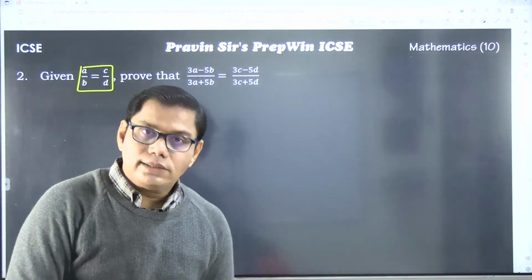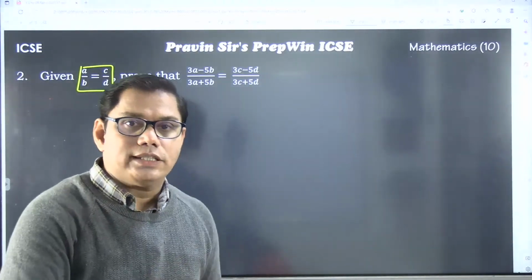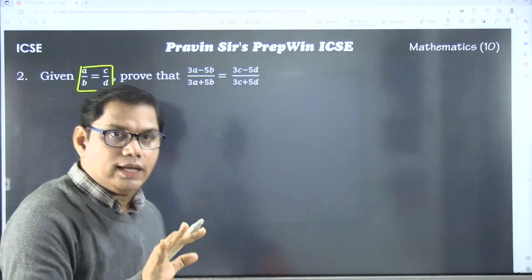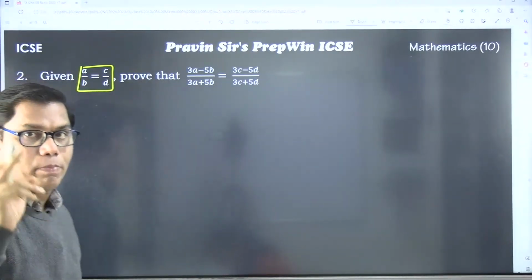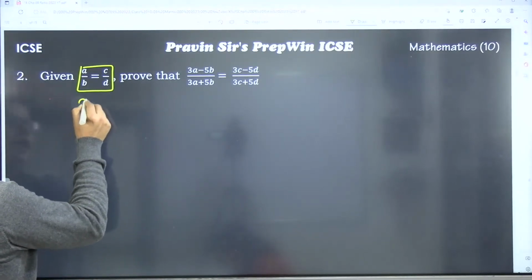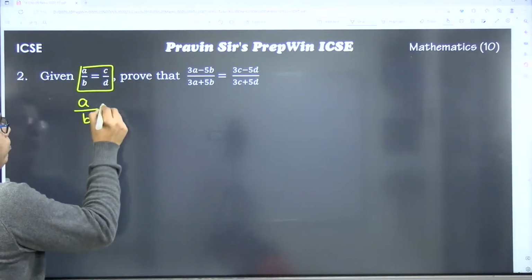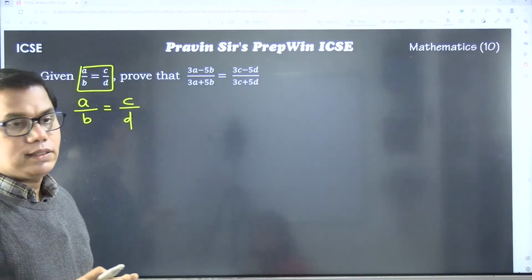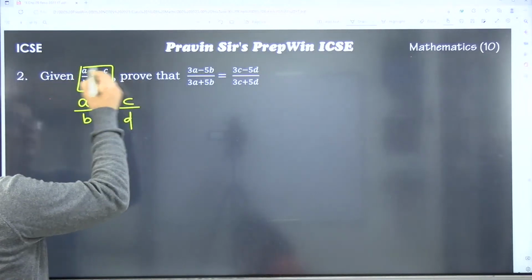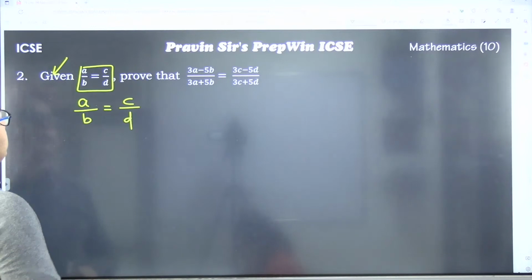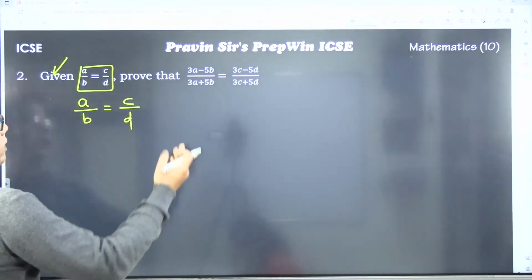Please keep in mind that in this chapter, ratio and proportion, you will always start with the given information. That is a tip from my side. Always start from the given information. Here the given information is a by b is equal to c by d. Almost all the sums from this chapter will start with the given information.